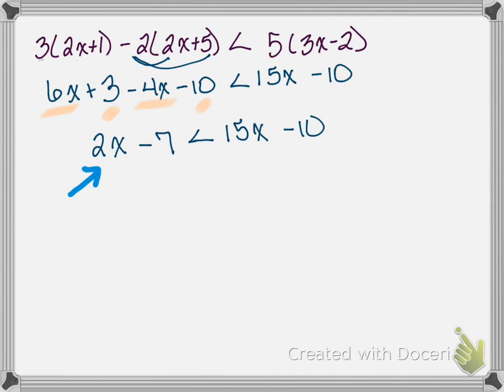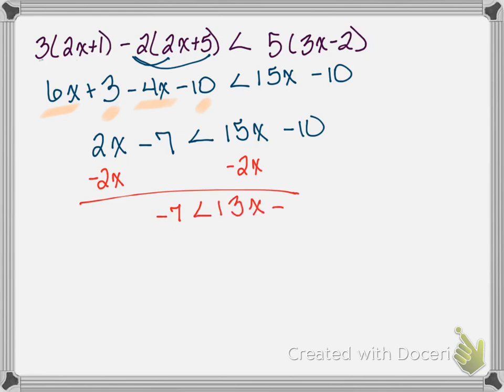It is mathematically fine to do that. There is nothing wrong with it, except we often make mistakes when we do that. And let me show you why. Okay? And then I'm going to show you the way I want you to do it. So I'm going to go ahead and subtract 2x from both sides. I'm left with negative 7 is less than positive 13x minus 10.